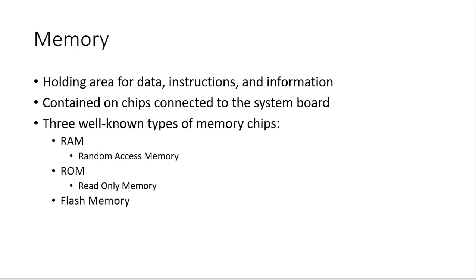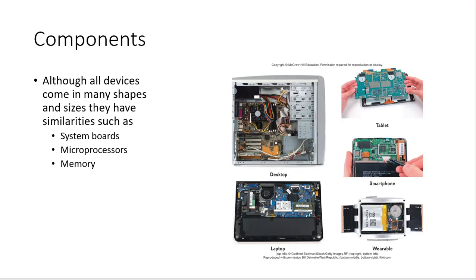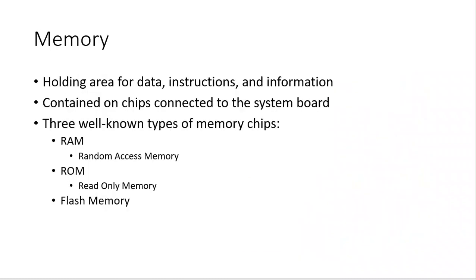Next. The third component we mentioned earlier: there must be a system board or motherboard, a processing unit, and also memory. Three basic components: system board, microprocessors, and lastly memory. What is memory actually? It is a holding area for data, instructions and information contained on chips connected to the system board. There are 3 well-known types of memory chips: RAM, ROM and flash memory. RAM stands for random access memory, ROM is read-only memory.